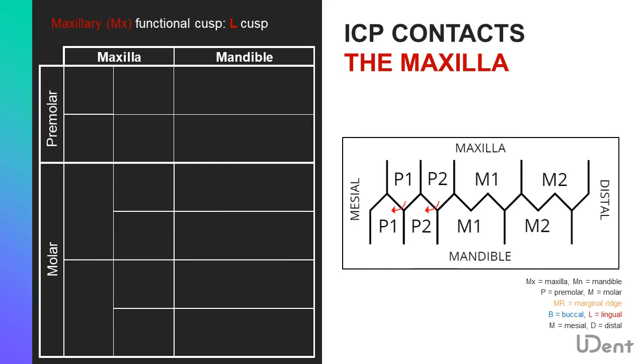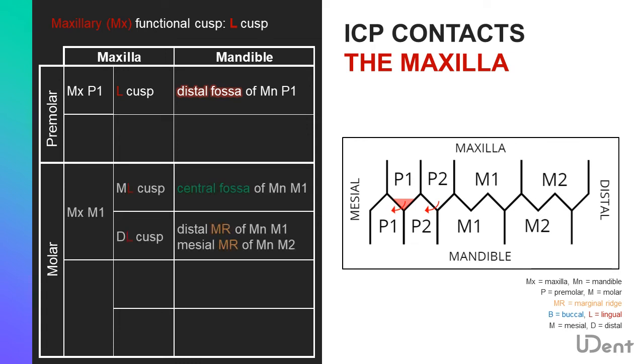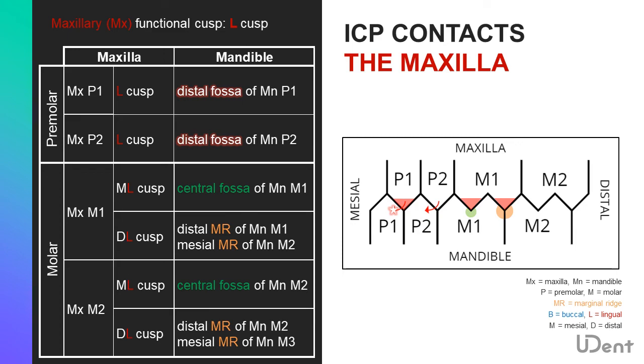Let's take a look at the first premolar and the first molar of the maxilla as examples. For the first premolar, the lingual cusp makes contacts with the distal fossa of the first mandibular premolar. For the first molar, the mesial lingual cusp makes contacts with the central fossa of the first mandibular molar. The distal lingual cusp makes a contact with the distal marginal ridge of the first mandibular molar and another contact with the mesial marginal ridge of the second mandibular molar. The rest of the contacts can be found in the table.